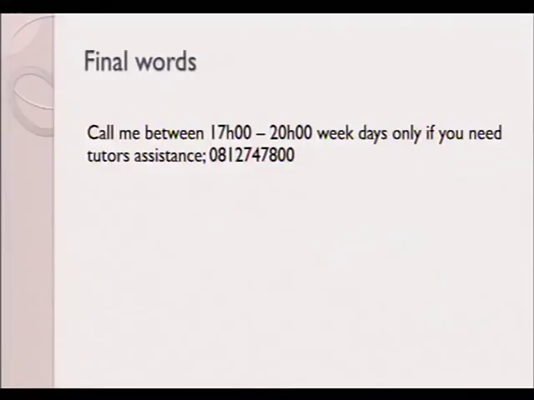Now, final words. To conclude, I just want to tell you that if you have a problem, you can call me between 17:00 and 20:00, which is 5 to 8 o'clock, during weekdays only. If you need the tutor's assistance, my contact details are 081 47 27 800. That is my phone number. So you can call me if you have any difficulties or things that you want me to explain.